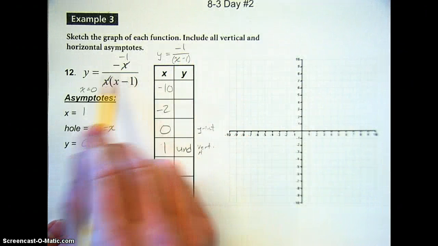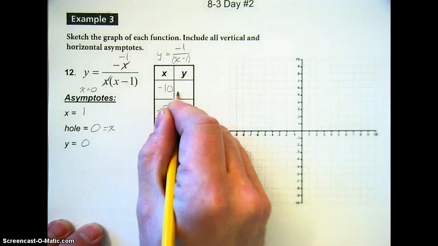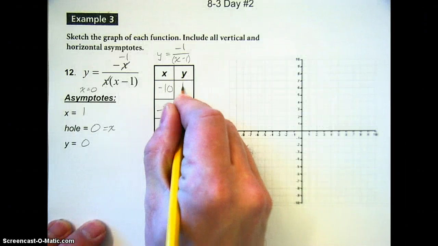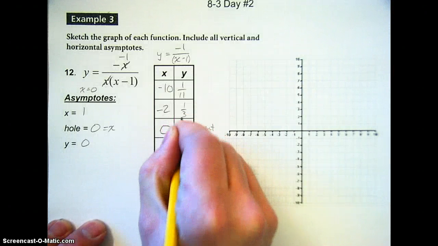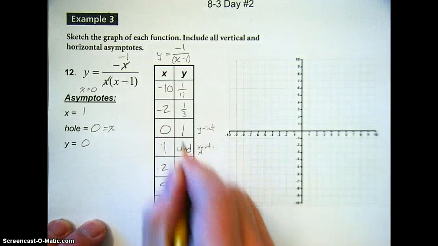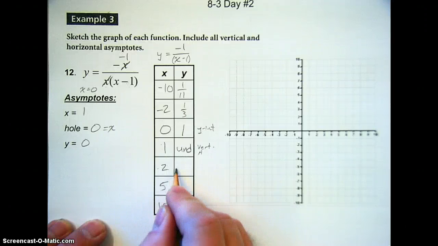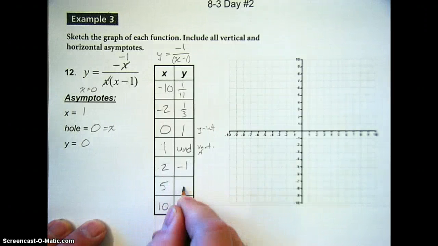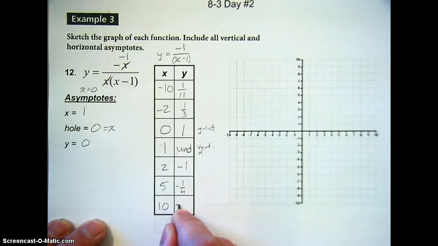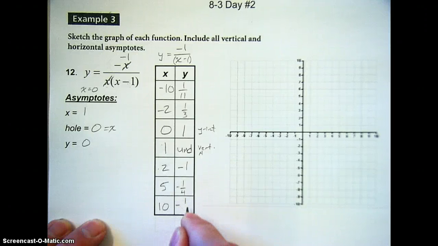Either one would work. What do we have for negative 10? 1 over 11. How about here? 1/3. How about 0? 1. How about 2? Negative 1. How about 5? And 10? Negative 1, 9. Okay. Okay, graph them.